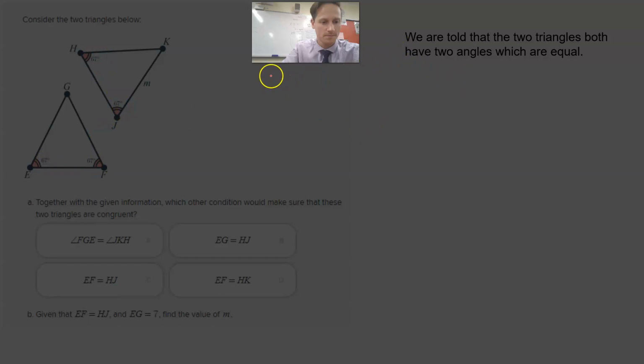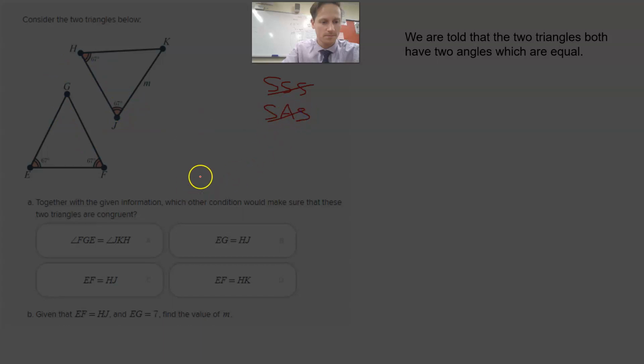We've got side, side, side. Now, we don't have any information about sides. So we'd need 3 more pieces of information for this one. So that's no good. We've got SAS, side, angle, side. Now, again, we don't have any sides, so we'd need 2 more pieces of information. So that doesn't count, okay?